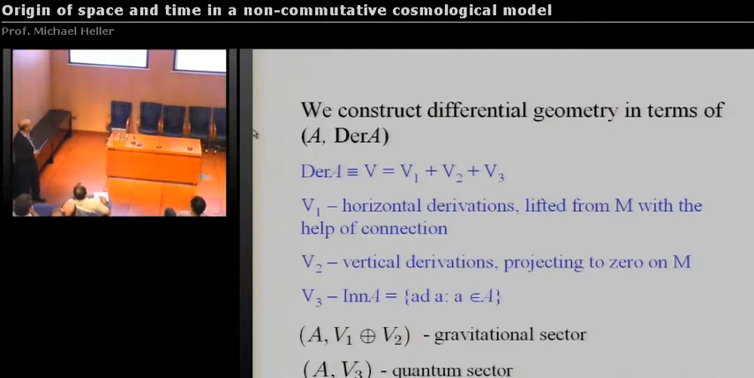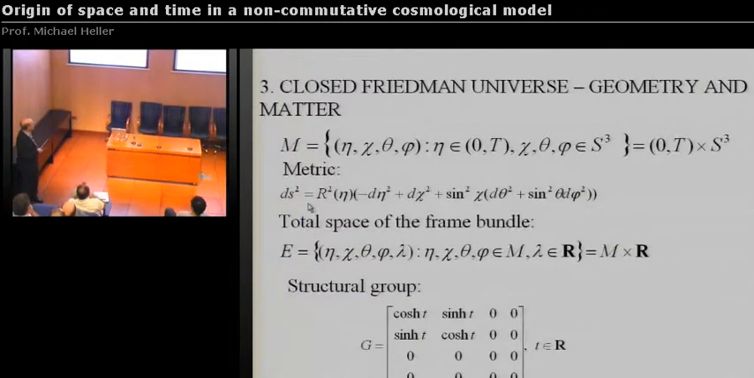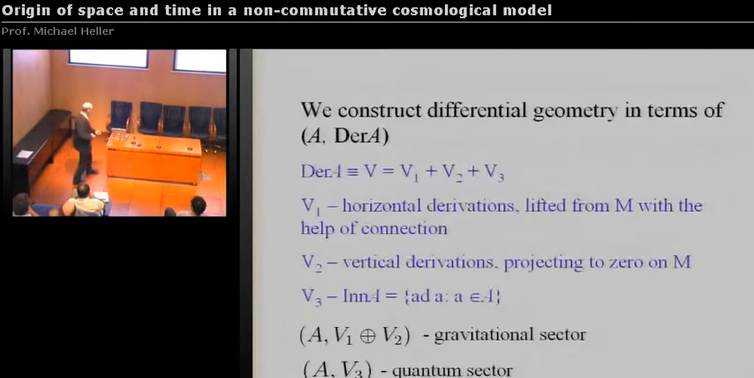take into account the fact that these two derivations, vertical and horizontal, will define our gravitational sector. That means generalized general relativity. And the inner derivations will define a quantum sector. Such a pair, where here we have a non-commutative algebra and some set of derivations, is called a differential algebra, because with the help of it we can develop differential geometry. That means metric, curvature, Riemann tensor, and everything.